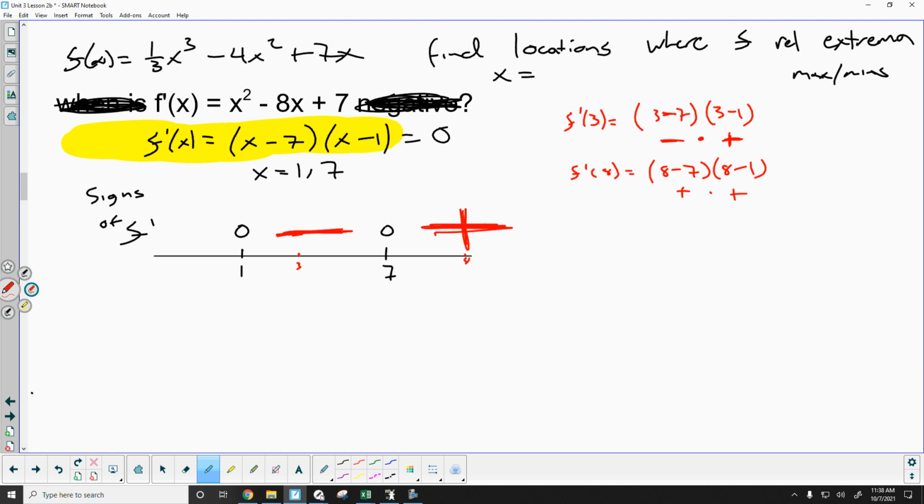I know f prime has to be positive because I found all of my zeros. If I try at, I don't know, negative 2, 0, whatever you want, as long as it's to the left of 1. Negative 2 minus 7, negative 2 minus 1. Do you want to get the number? You can. You could do negative 9 times negative 3, but I don't care. I just want to know the sign. Negative times a negative is a positive. Okay, so what's going on at 1 and at 7? Tell your neighbor.